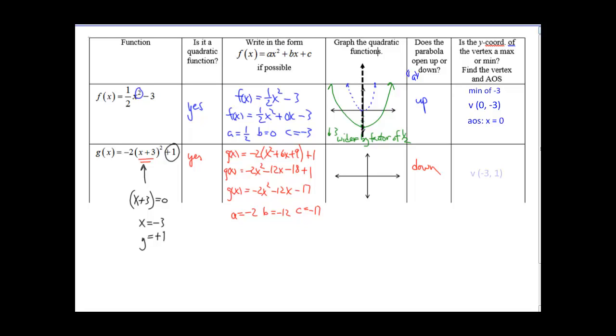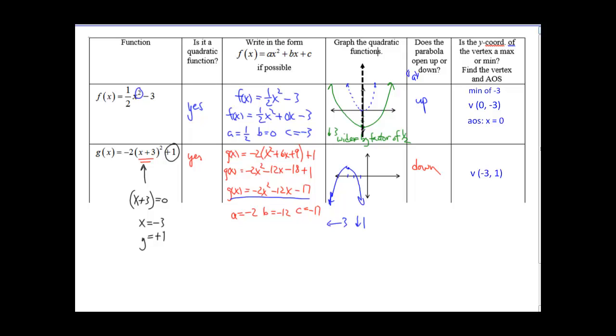So if I jump over here to the end, there's my vertex, -3, 1. So we go on the graph. We go over -3. We go up to 1. We know it moves down, so it's going to look something like this as a quick sketch. So we can say left 3, up 1, and then if we also notice the a term here, our a term is -2, or a 2, which is a stretch factor.